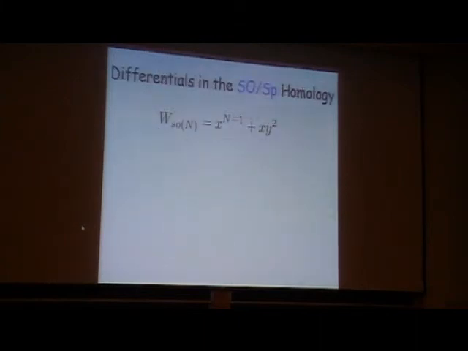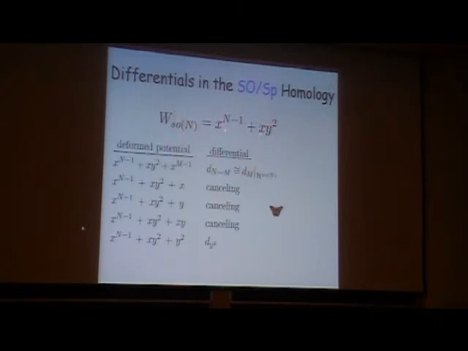So the story gets much more interesting if you look, for example, at SO and Sp. The corresponding potential has the following form. It's of the same type, where you have a monomial x to some power n related to the rank. Plus, now the potential depends on two variables, x and y, and you have this standard D-type potential, which is the monomial x y squared. Now, deformations of this potential are much more interesting. Some of them reduce the rank. If you deform by the monomial x to the m, where m is less than n, you essentially go from SL(n) homology to SL(m) homology as before.